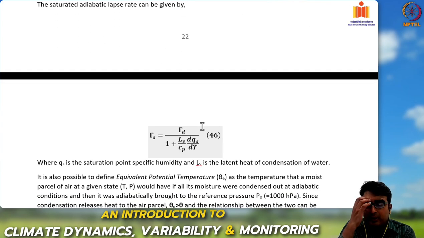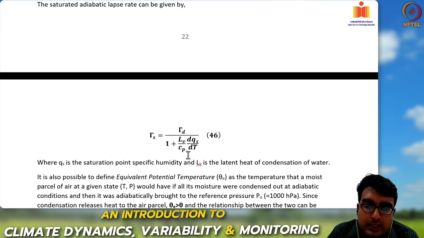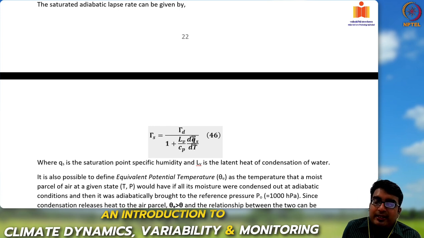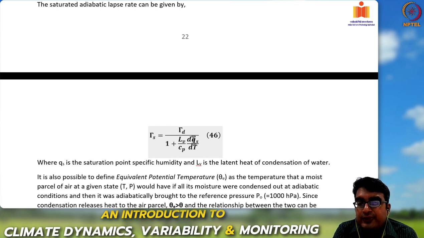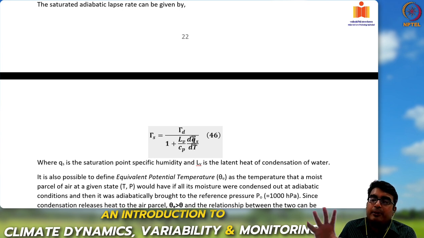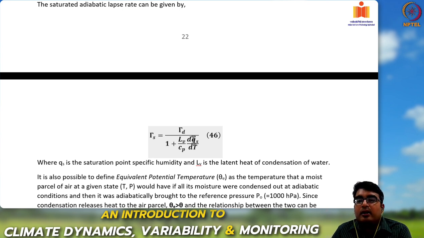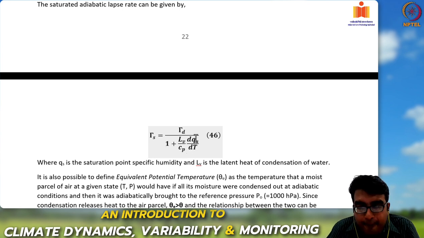The derivation of gamma S is given by, after the entire derivation is done, the final expression looks something like this. And in an additional lecture, we will give the derivation of this gamma S as well. Though it will be part of the bonus content, you will not have it explicitly in the syllabus. But it is good for you to know what this gamma S is going to be. So this gamma S is equal to gamma D divided by 1 plus (LV by Cp) dQs/dT.